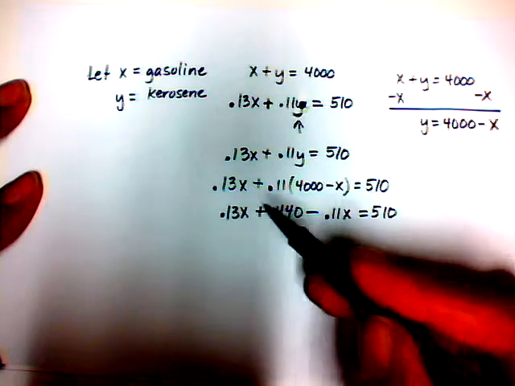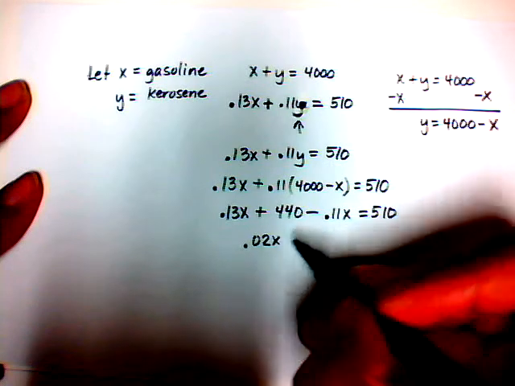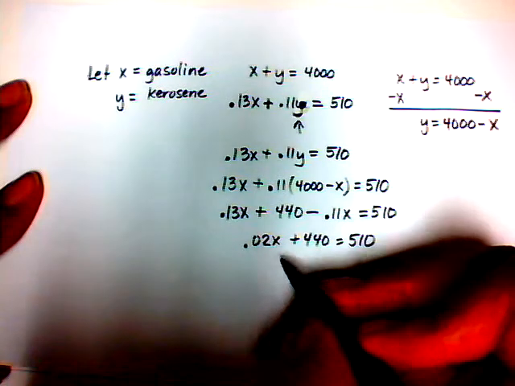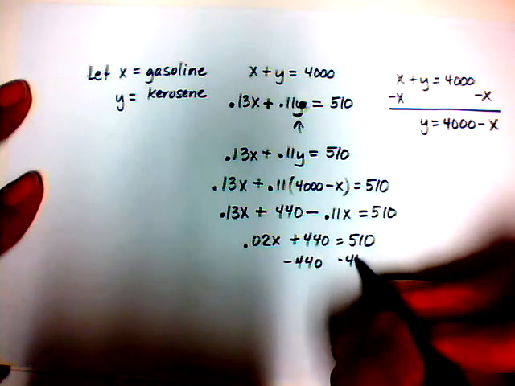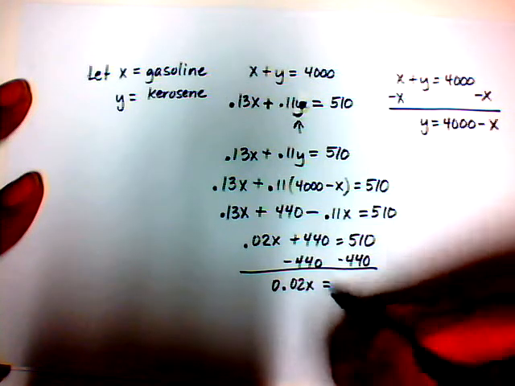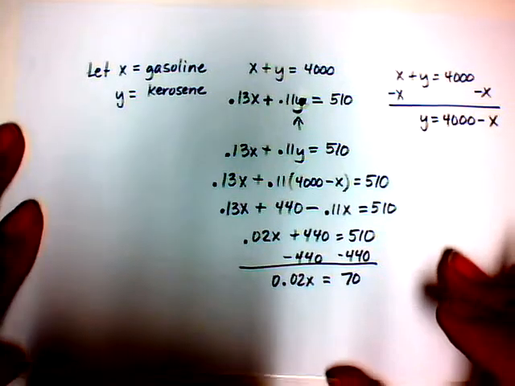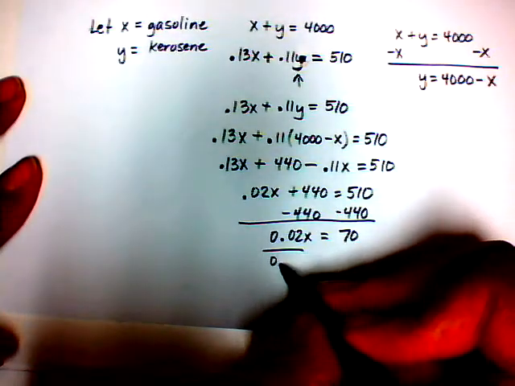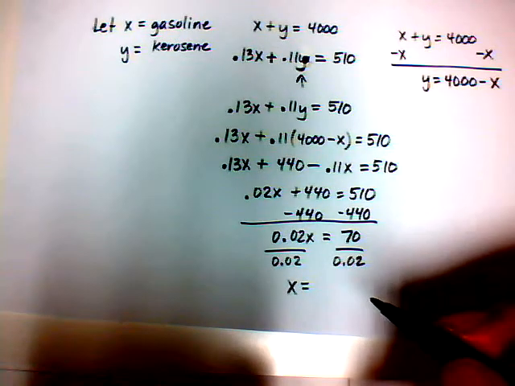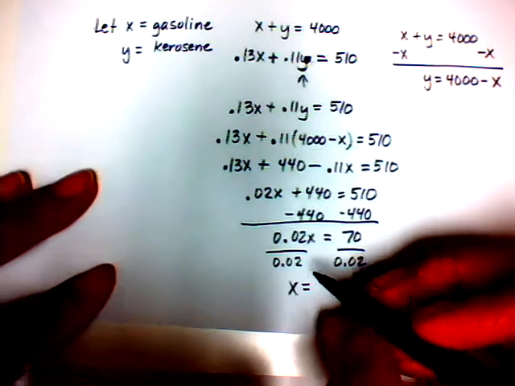Combine like terms here: 0.13x minus 0.11x will be 0.02x, plus 440 is equal to 510. And then you're going to subtract 440 on both sides, which means you're going to get 0.02x is equal to 70. And then you're going to divide both sides by 0.02 to get the x by itself. So that means 70 divided by 0.02 would be 3,500.